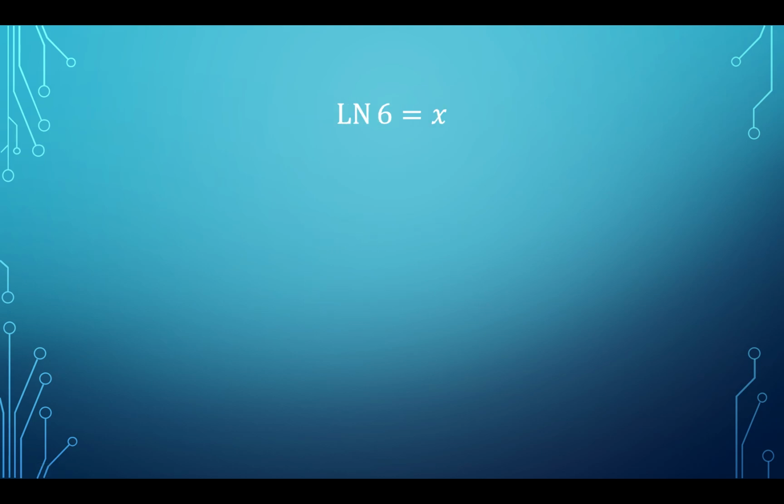This one, we have to solve for x. So we have ln of 6 is equal to x. For this one, it's not so much. All we got to do is, on our calculator, hit the ln button, put in 6, and hit enter, and it's going to give us a long number. We're going to round it to 2 decimal places, so our answer is 1.79.